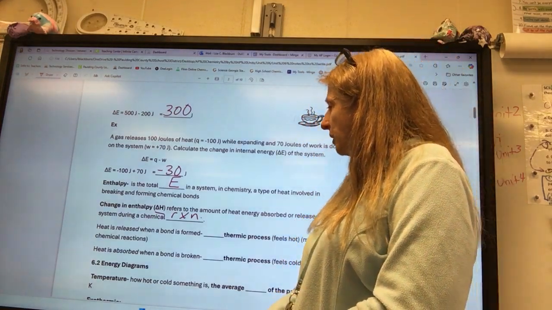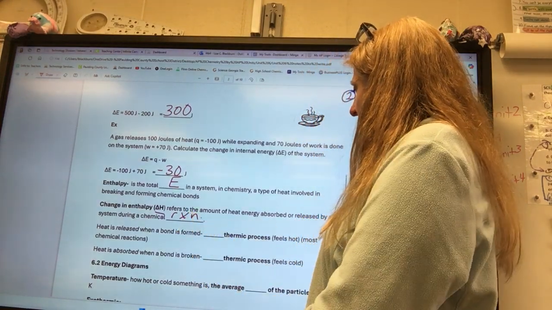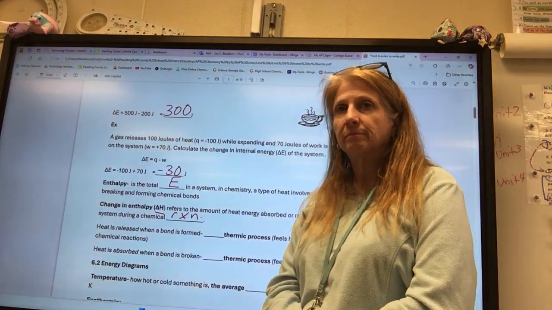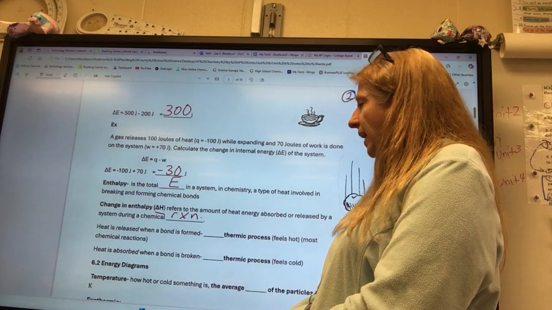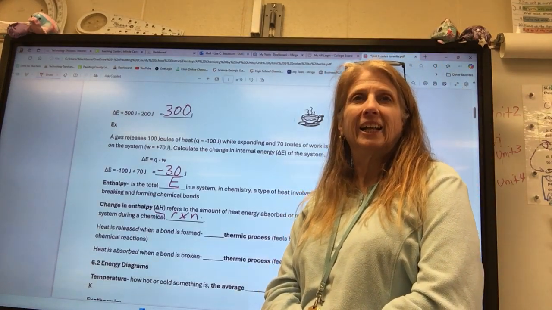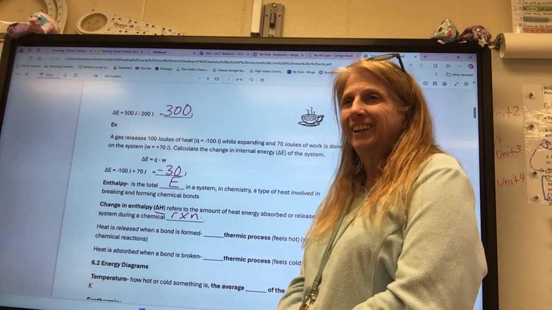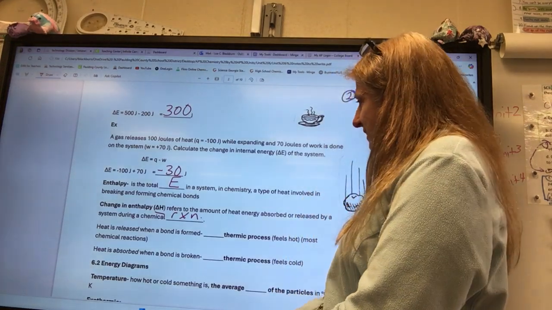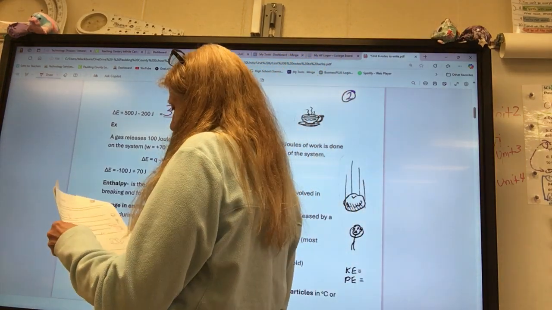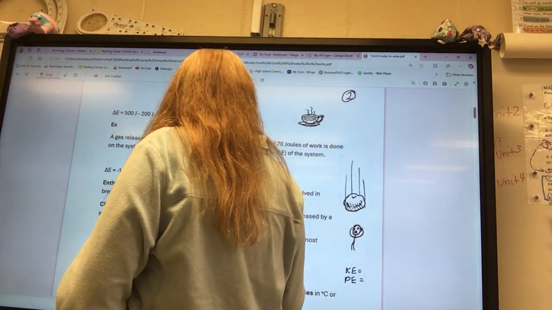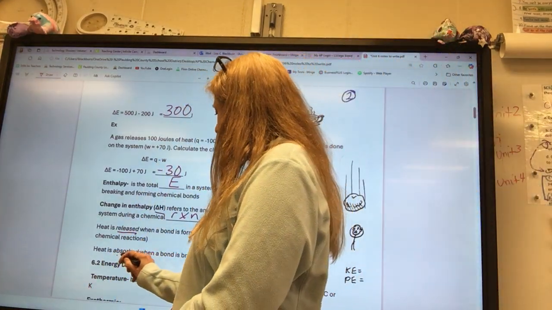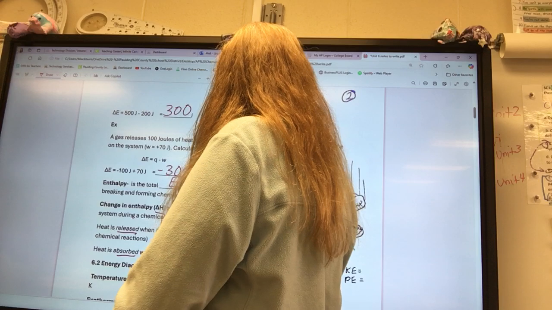Heat is released when a bond is formed. So is that going to be endothermic or exothermic? Y'all think this is endo or exo that goes in this blank? No guesses? What do you think? Exo. He says it's exo. So the key word here is released. And when heat is released, Joseph is exactly right. It is exo. Yay!